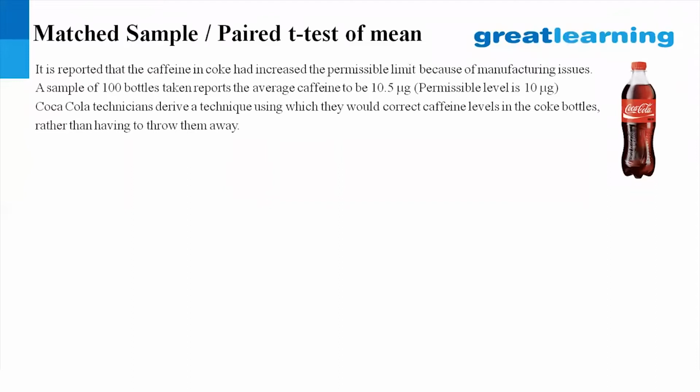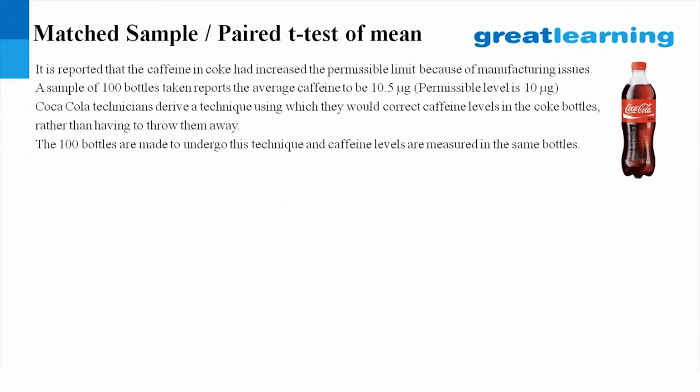So the technicians there worked, and they derived a technique in which they said, we'll do something with these bottles, that could be any process, and we'll correct the caffeine level. This is just a random assumption that I'm making, that they claimed they'll be able to correct the caffeine levels in the bottles so that we don't have to throw them away. So the 100 sample bottles that you took went through this technique, and then your caffeine levels are measured again. You have 100 samples for which you've measured the caffeine levels and they came out to be a mean of 10.5.